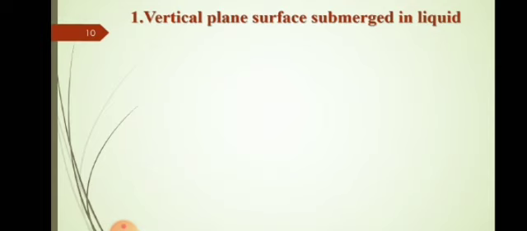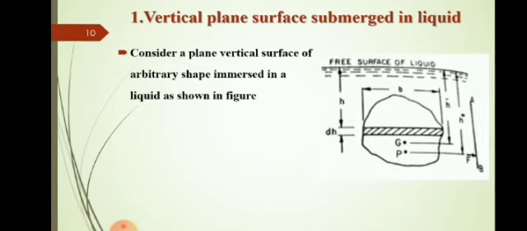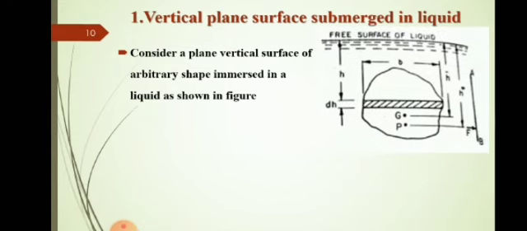We'll go to the first one, vertical plane surface submerged in liquid. Consider a plane vertical surface of arbitrary shape immersed in a liquid as shown in the figure. See the figure. You have a vertical surface which is vertically immersed in a liquid. It does not have a definite shape, it is having an arbitrary shape. This is the free surface of the liquid, and this plate is immersed vertically in the liquid.